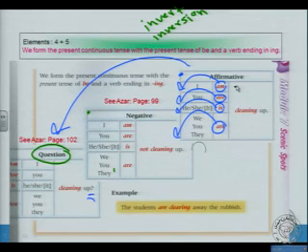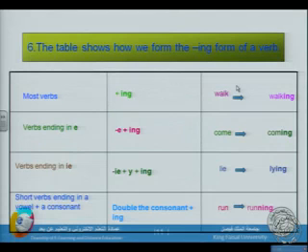So you should invert the subject with the verb to be, or vice versa, the verb to be with the subject. This is how you can make a question with the present progressive. That's cool. So here's a table that shows how we form the ing form of a verb.